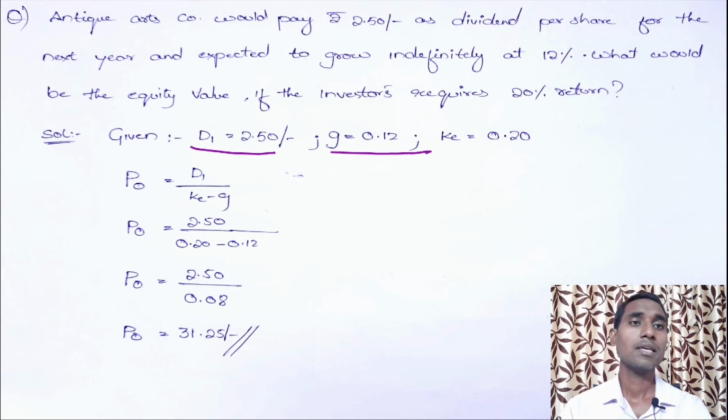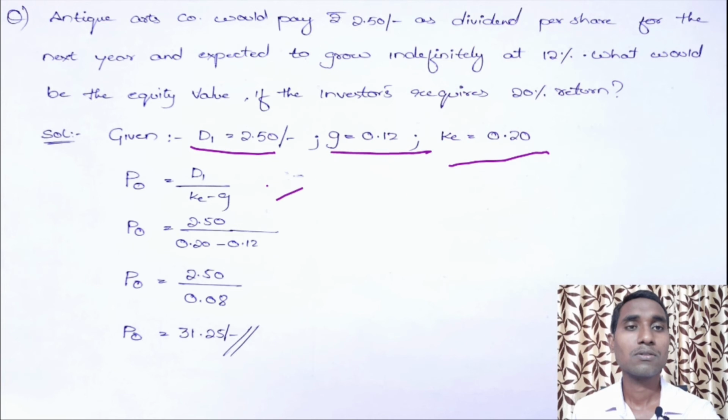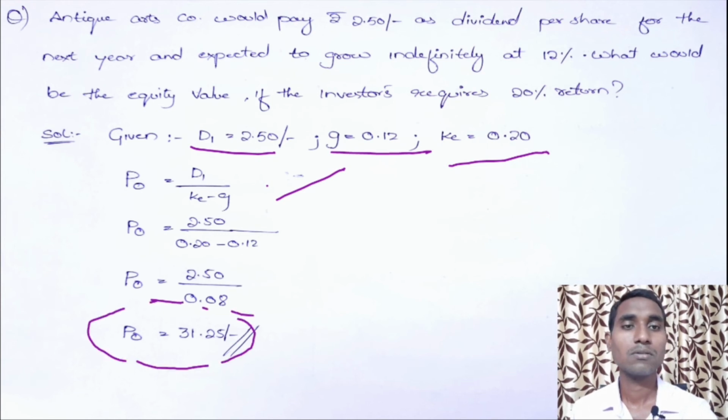Now, KE is given as 0.20, that is 20%. Now, we have the formula P0 is equal to D1 divided by KE minus G. I will just substitute: P0 is equal to D1, which is 2.50 directly given, divided by KE minus G. Then I will simplify it. So, I will be getting P0 is equal to 31.25.